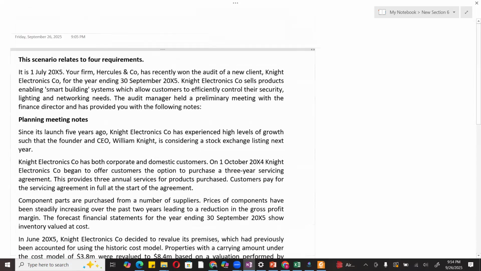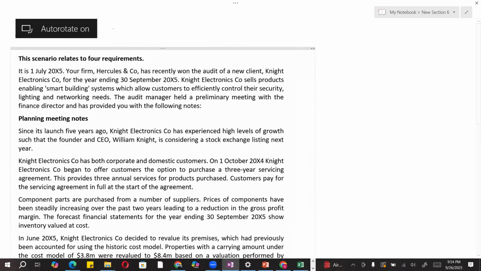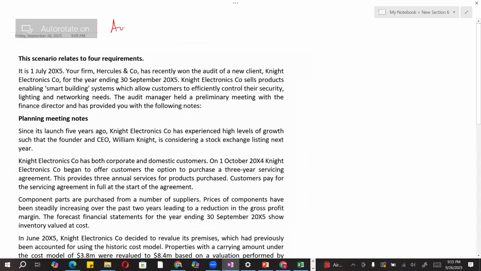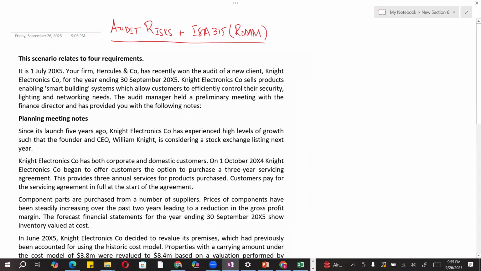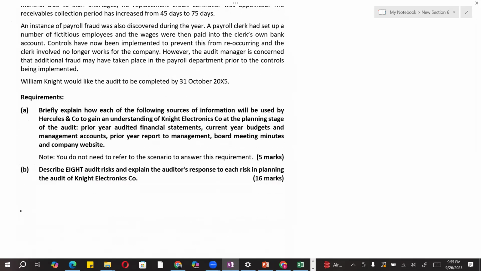Okay, so in today's class, we're going to practice an exam standard question on the concepts of audit risks and risk of material misstatement, which is covered in ISA 315. Okay, so let us first have a look at the requirements.